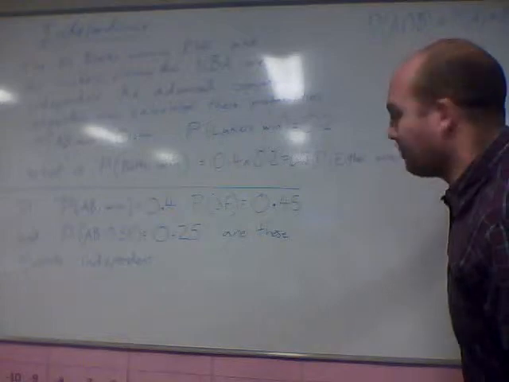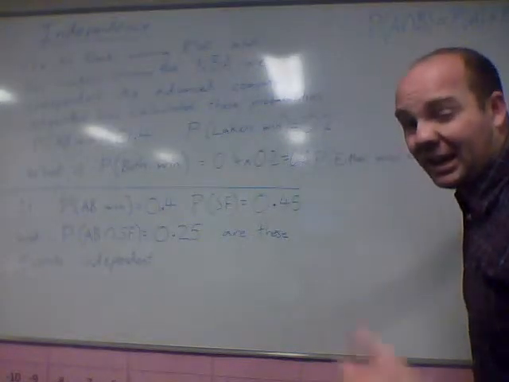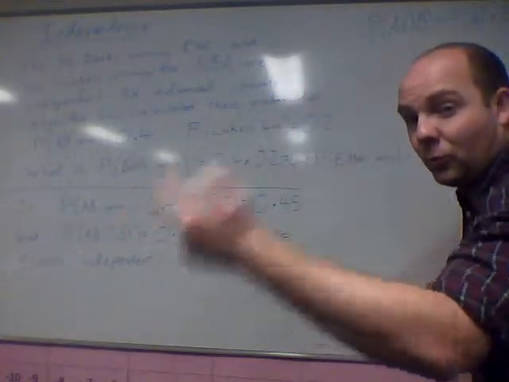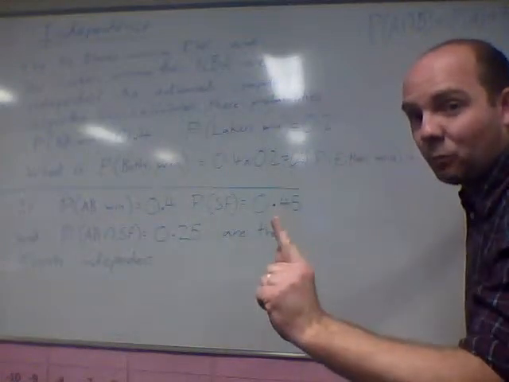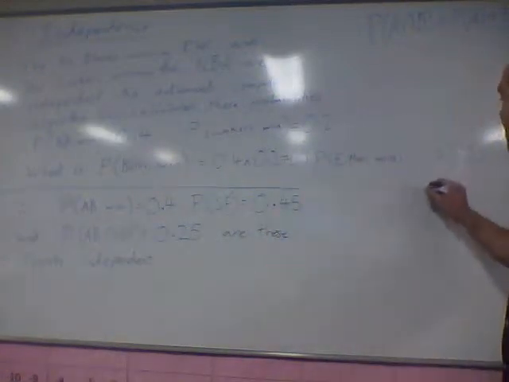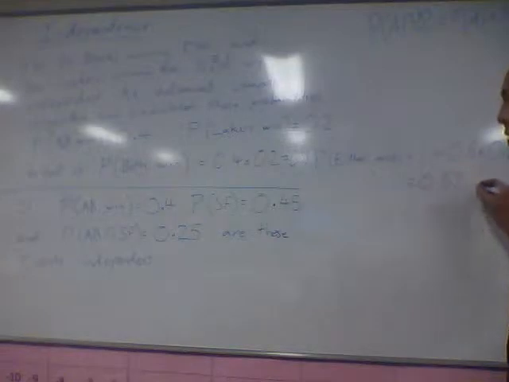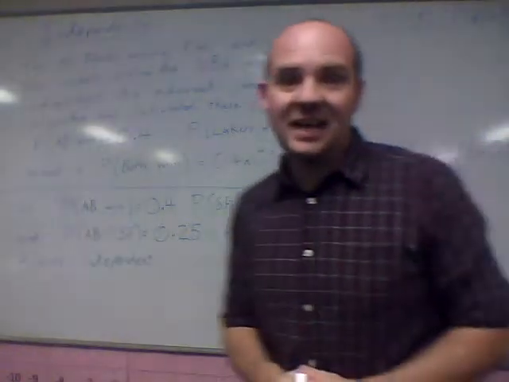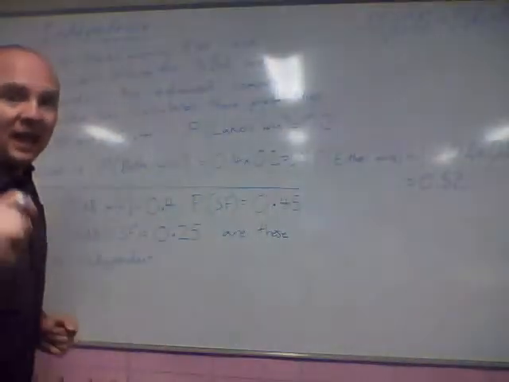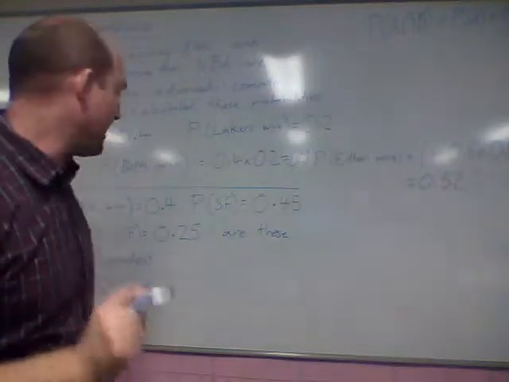We can multiply both of those together. 0.6 times 0.8, I get 0.48. I take that away from 1, I get 0.52. Fantastic. Okay, this is where the crunch comes in.